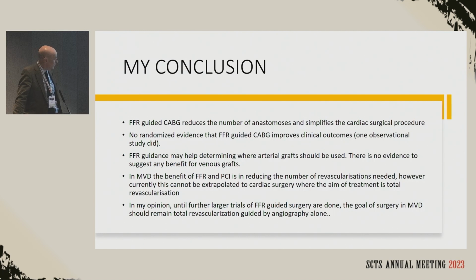So in my opinion, until further and larger trials of FFR-guided surgery are done, the goal of surgery in multivessel disease should remain total revascularization guided by angiography alone. Thank you.